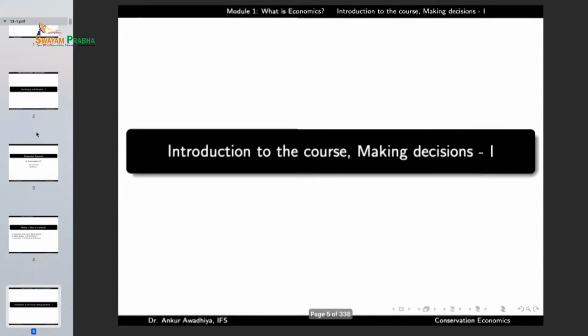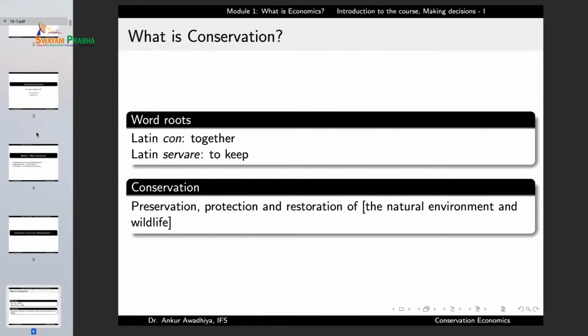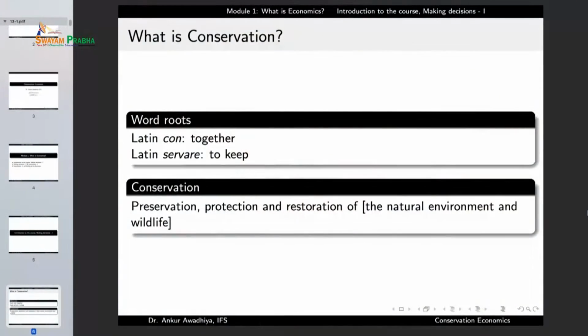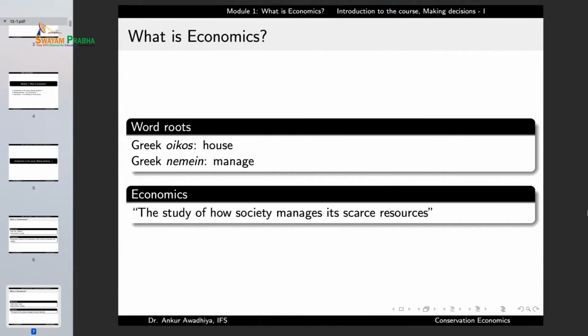So we began this course by looking at what is economics and what is conservation and how both of these things are related to each other. We had observed that conservation comes from the Latin word roots con and servare, which means to keep together. So when we say conservation, we are trying to keep together or preserve, protect, and restore the natural environment and the wildlife.